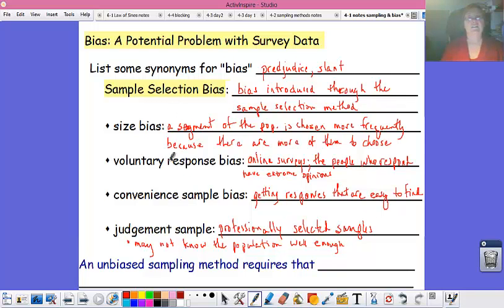All right, so we've looked at all of these potential problems with survey data. So now we should talk about what an unbiased sampling method is. An unbiased sampling method requires that each member of the population has an equal likelihood of being selected. Okay? And we'll talk later on this week about how you might accomplish that.